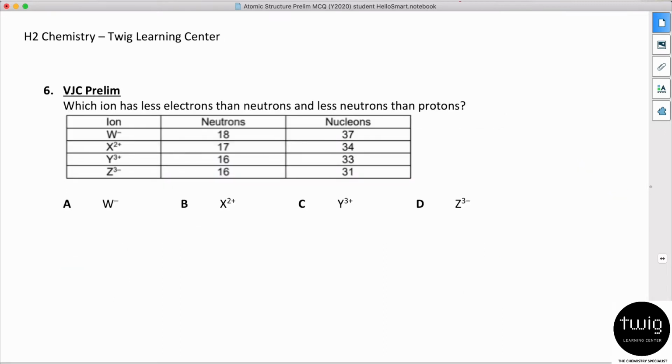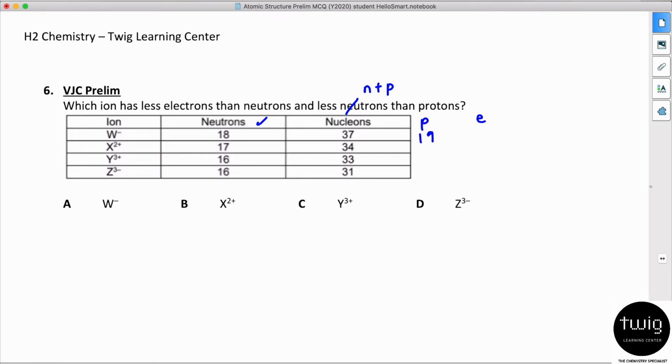Question 6. Which ion has fewer electrons than neutrons and fewer neutrons than protons? Okay, I think we have to try to find out. They have the neutrons here, so we're going to write down the protons as well as the electrons, right? Okay, so we're going to do some calculation over here. If I want to find the number of protons, I take the nucleons. Nucleons is neutron plus proton. So in order to find the number of protons, I need to take the nucleon number minus the neutrons. Alright, so 37 minus 18, that will give you, let me see, 19, is it?